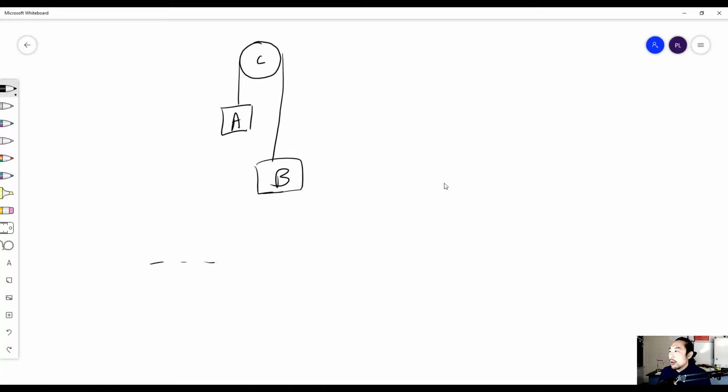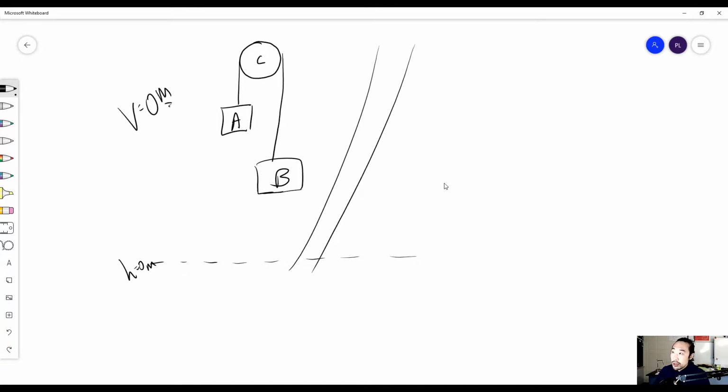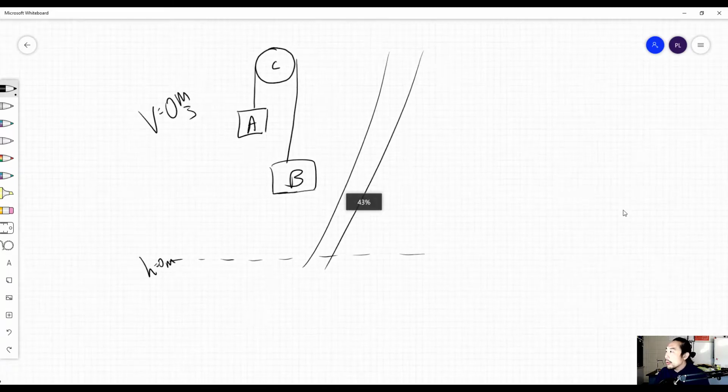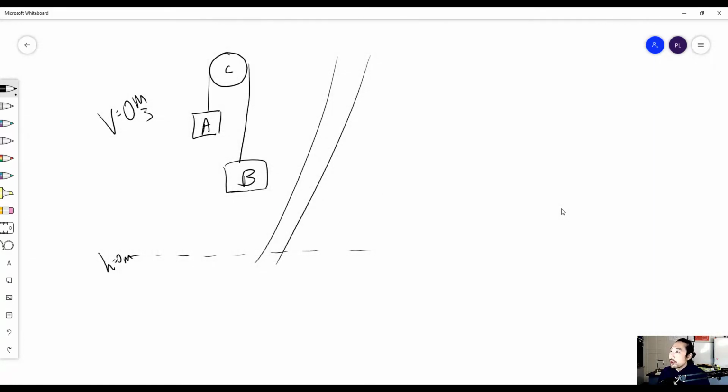All right, so let's say they're all above a height. Let's say this right here, this dotted line, is height of 0. Okay, and initially nothing is moving. Everything is at rest. But after a while, what happens is the object starts to move, and let's say C rotates clockwise, B lowers down, and A is rising up.